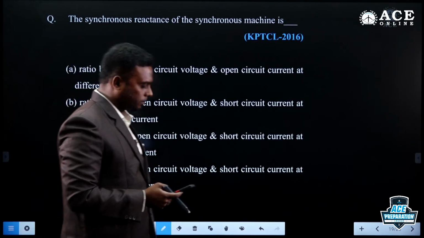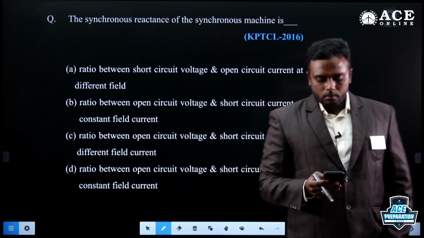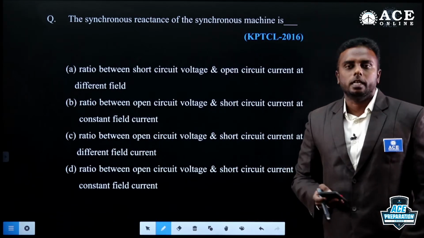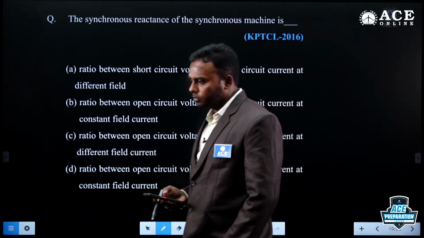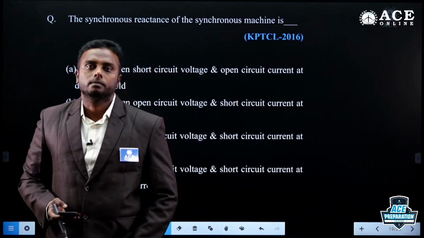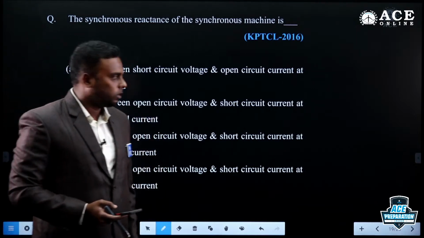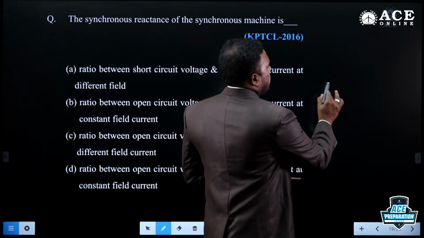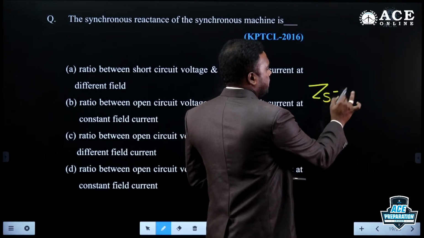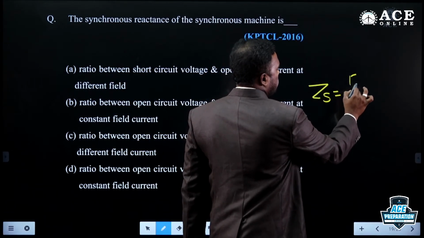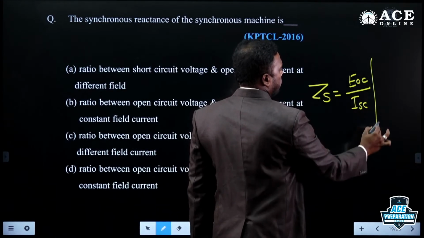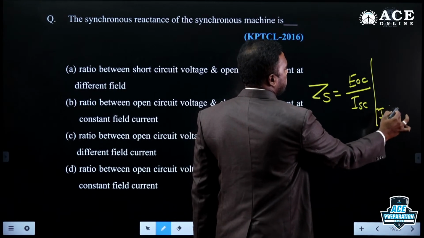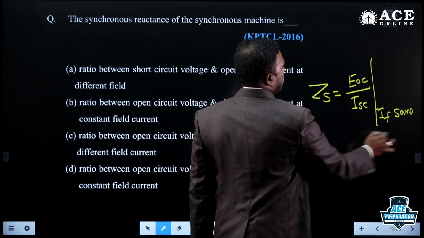See this question. The synchronous reactance of synchronous machine is dash. So we have one definition of synchronous impedance, same for synchronous reactance also. What is that? The synchronous impedance of alternator is nothing but the ratio of open circuit voltage to the short circuit current for the same value of field current.